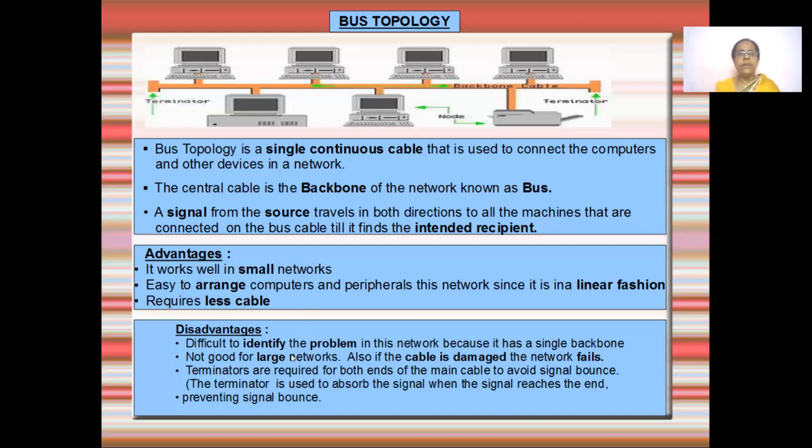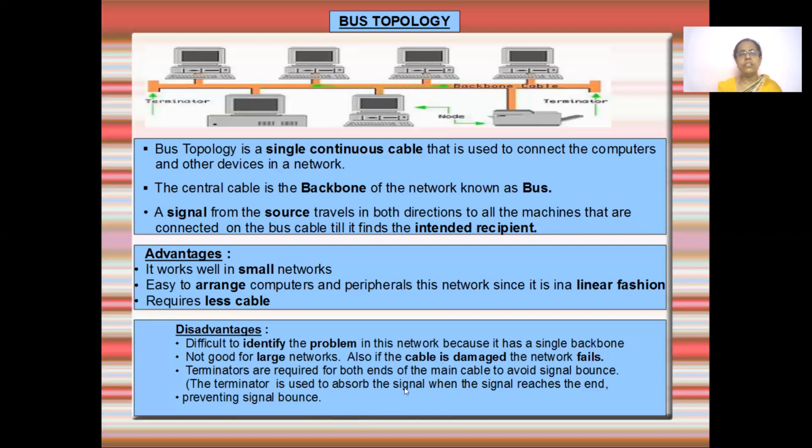The disadvantages: it's difficult to identify where the problem is because it's a single line cable. And if you need a large network, it's very difficult, because the cables can get damaged. If the cables get damaged, the whole network stops working. And you definitely need two terminators at both the ends of the main cable so that the signals don't bounce back. It avoids the bouncing of signals.